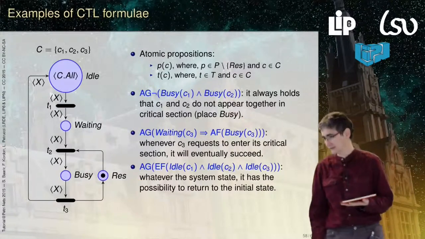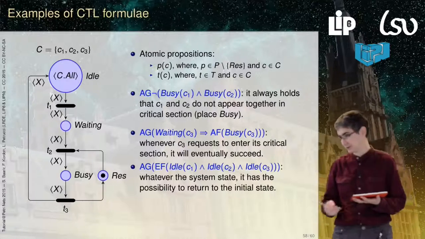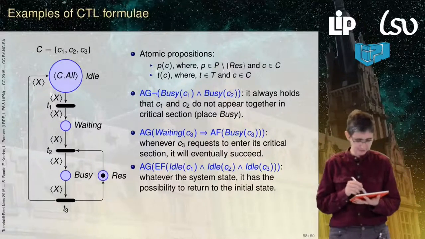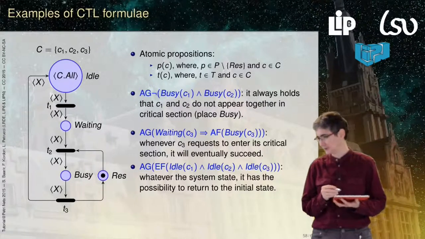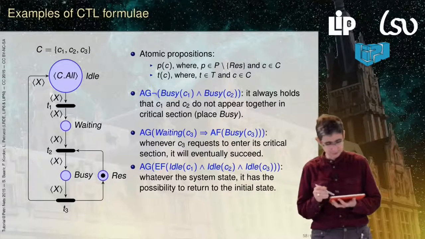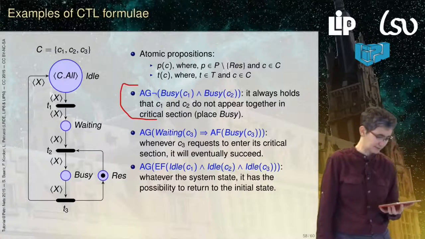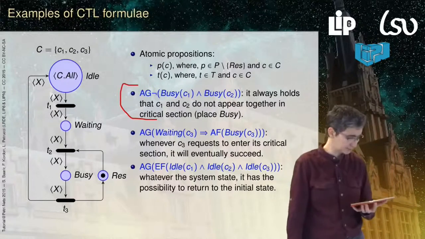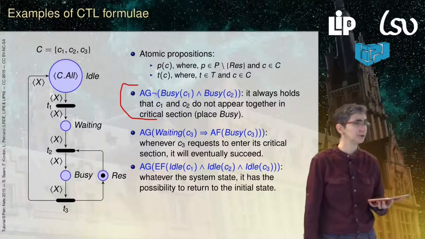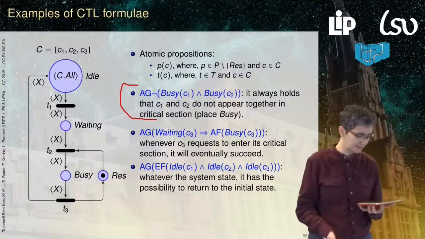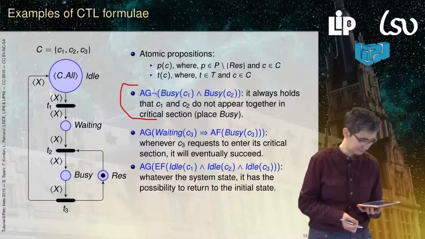If we take again the introductory symmetric net example, we have the same atomic propositions as we had for LTL. We will explain three CTL formulas. So the first one here, AG not busy of C1 and busy of C2, says always globally I don't have busy of C1 and busy of C2. So these two tokens C1 and C2 can never be together in place busy.